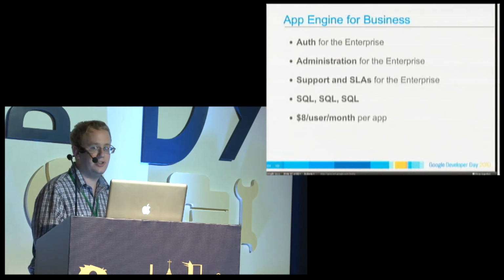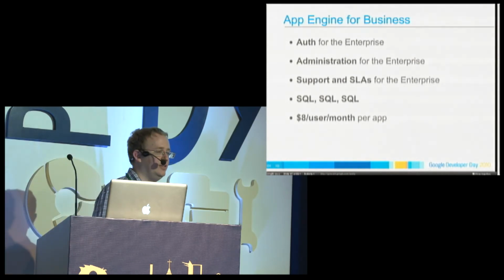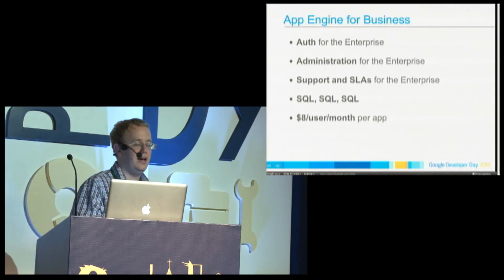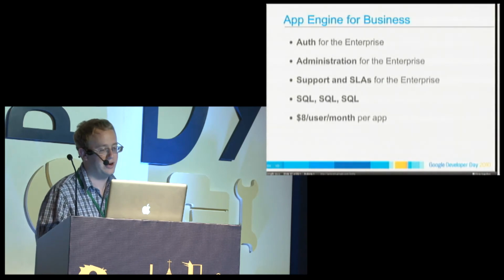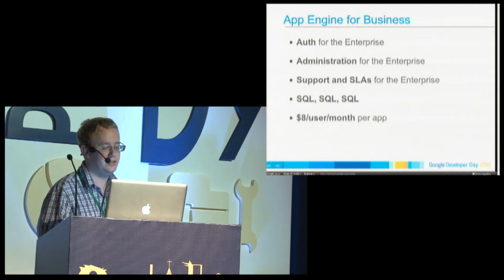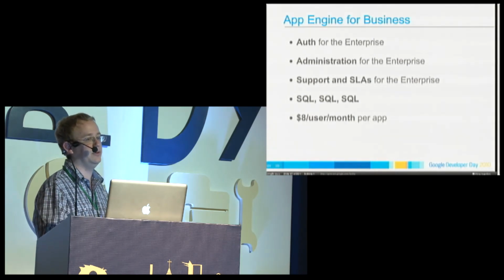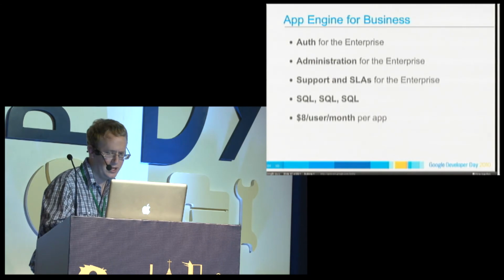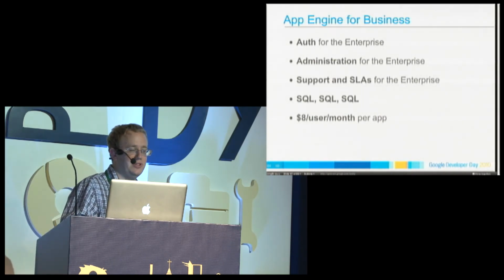So auth, administration, support, SLAs. SQL is one of the primary things here. A lot of people have been asking for SQL. And basically the pricing model that we're looking at right now for this is $8 per user per month per application. So this is obviously intended for internal applications, not yet for ISVs or SaaS app developers who are selling their applications. But we are looking at the possibility of doing a similar sort of App Engine for Business for those markets as well.